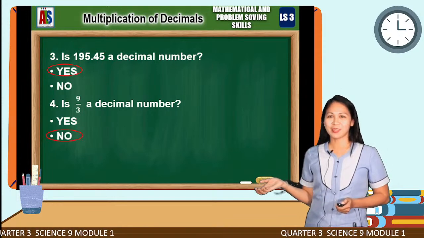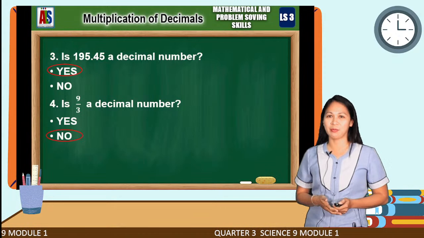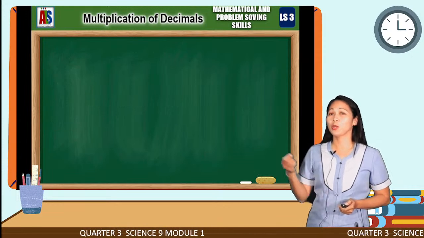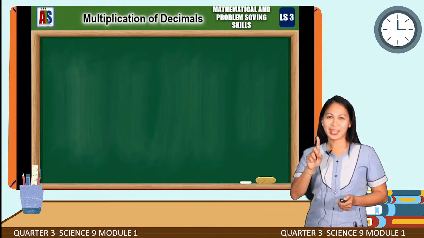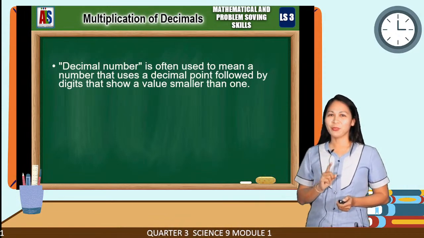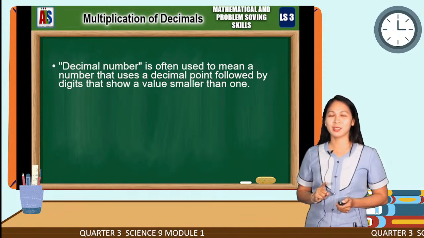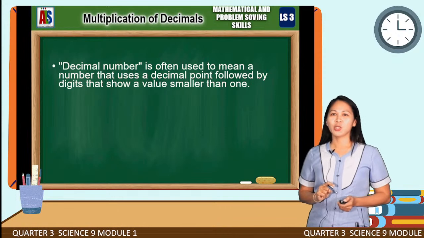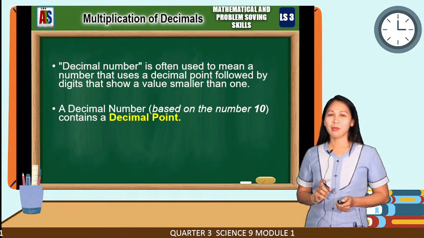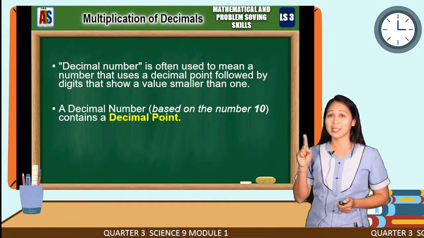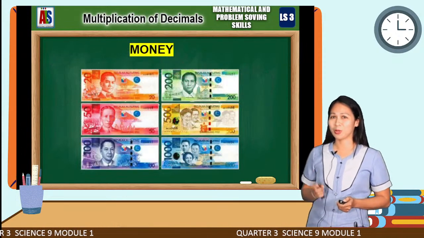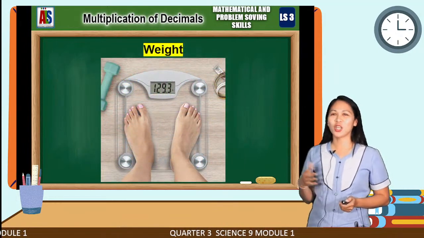Now, before we start, let us discuss first about decimals. Do you have any idea what a decimal number is? Where do we use decimal numbers? Okay, listen carefully and understand. A decimal number is often used to mean a number that uses a decimal point followed by digits that show a value smaller than 1. A decimal number is based on the number 10 and it contains a decimal point. We use decimal numbers every day while dealing with money, weight, length, etc.